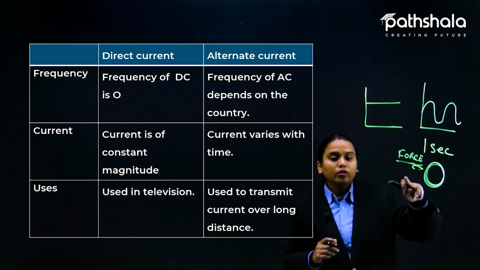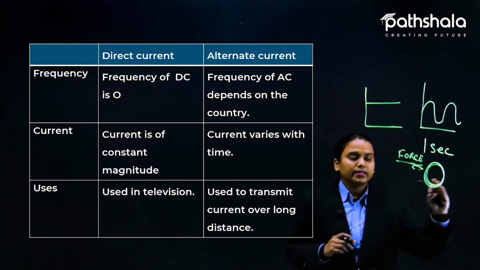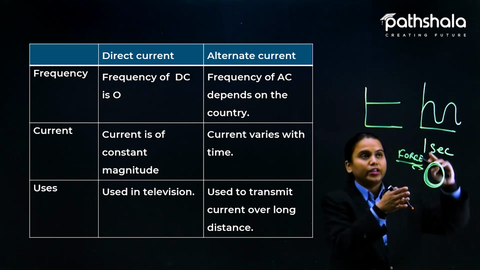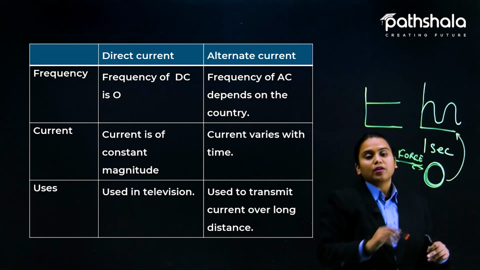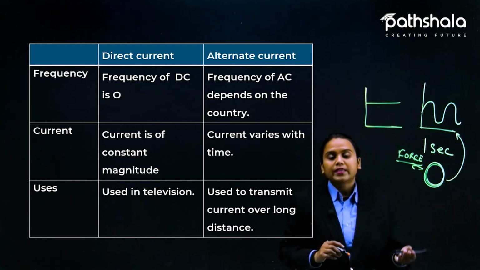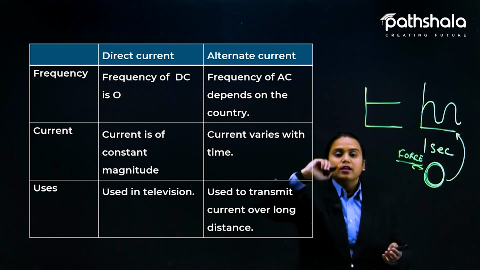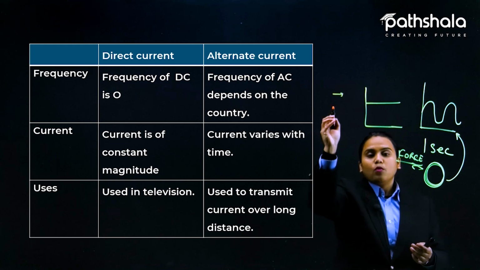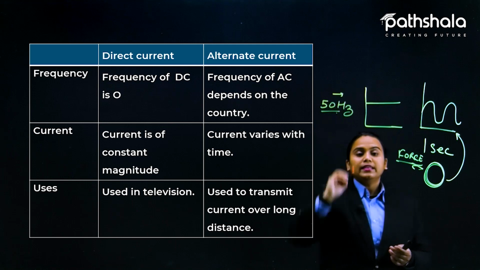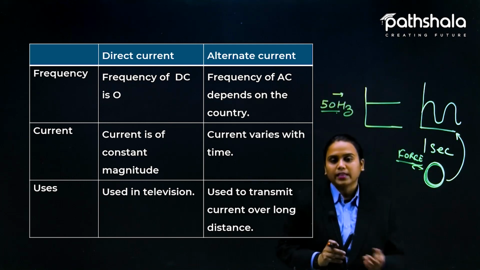So according to the force provided, the generator turbine will rotate, and accordingly the number of rotations will signify the number of waves produced, and the number of waves produced in 1 second defines the frequency. So in the case of India, we have 50 hertz. That means it is going to produce 50 rounds in a second.